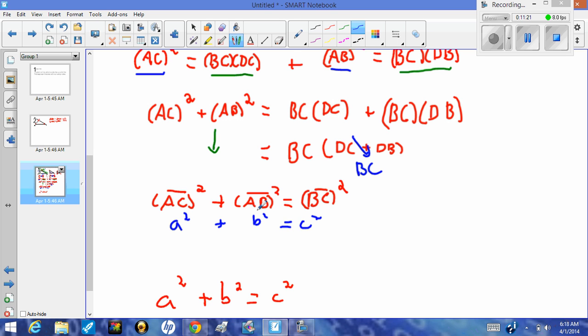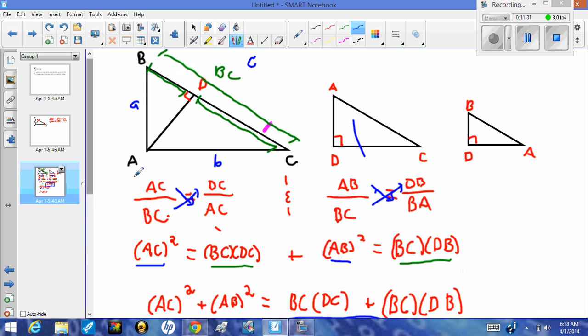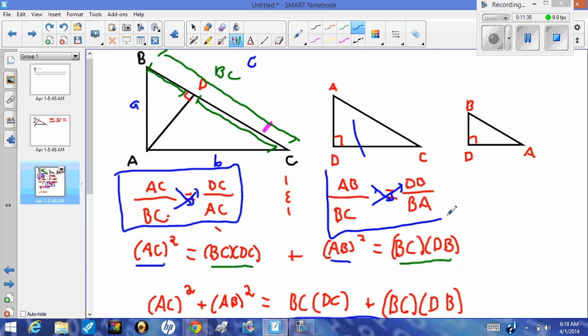So go ahead and look it over and make sure you don't have any questions. There are some key components. That one is very key. How did I get to BC? Make sure you understand that. And understand how these proportions come about. How did I know to use DC here and DB over here? Again, it has to do with the hypotenuse.